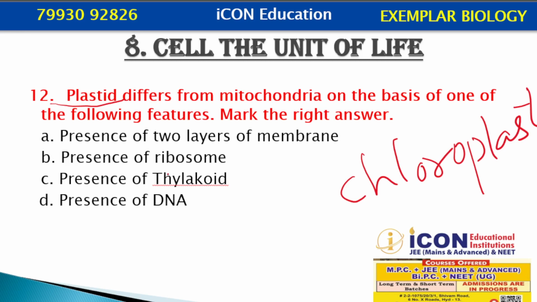Option 2, presence of ribosome. This is also true for both of them because 70S type of ribosomes are present in both mitochondria and chloroplast. Option C, presence of thylakoid. Thylakoid is present only in the chloroplast, not in mitochondria. Mitochondria will have cristae. So option C is the difference between the mitochondria and the chloroplast. Presence of DNA, this is correct because both mitochondria and chloroplast will have their own DNA.